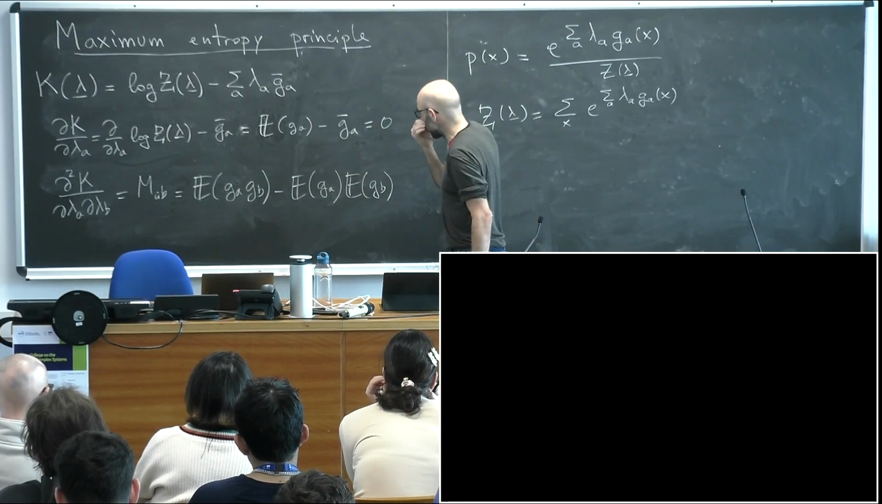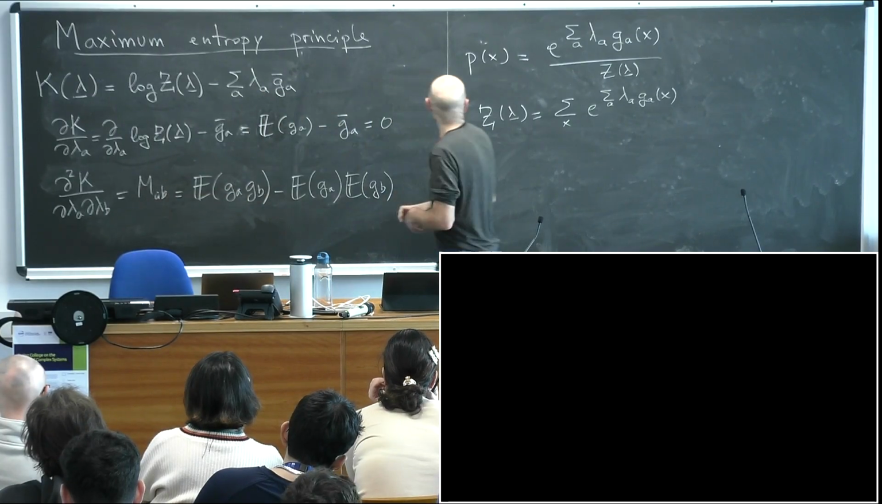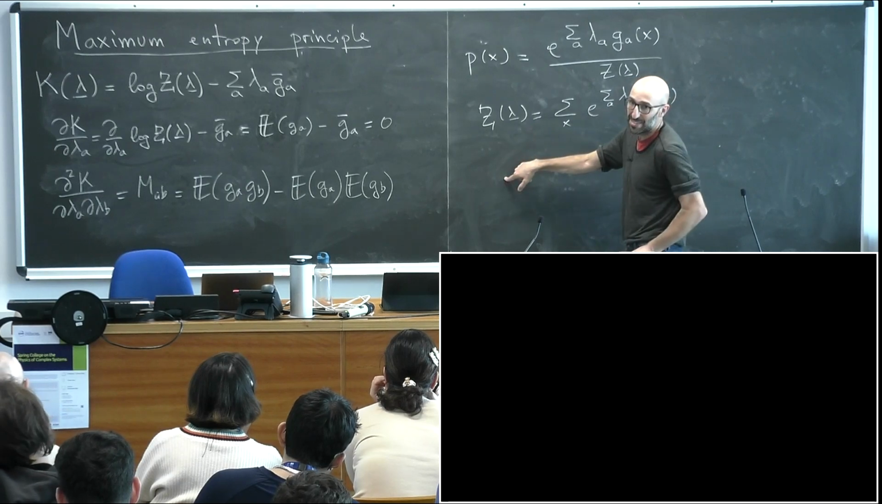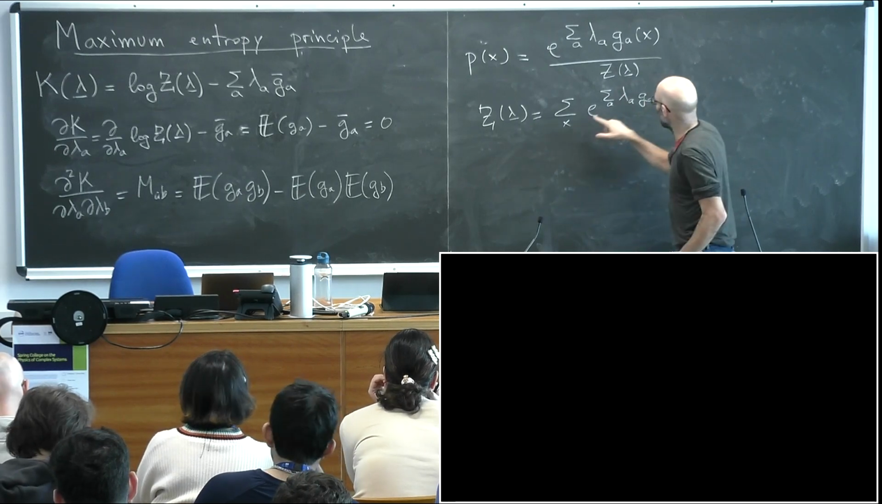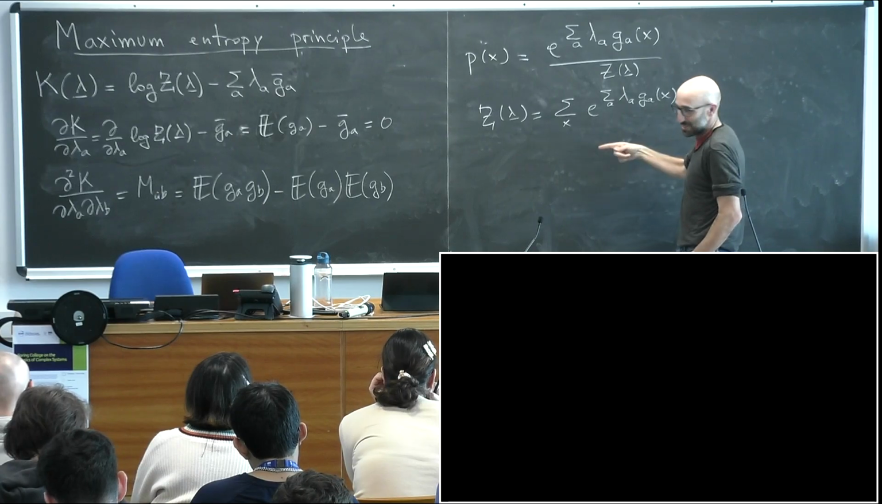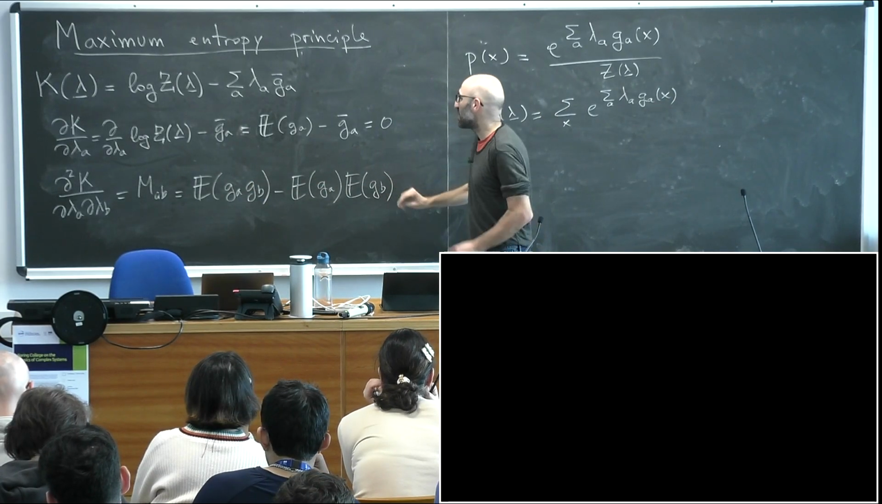If I take another derivative with respect to lambda b, I have to take the derivative of 1 over z times the sum of the exponential of lambda g times g. So I do another derivative, and I will get this. Okay?